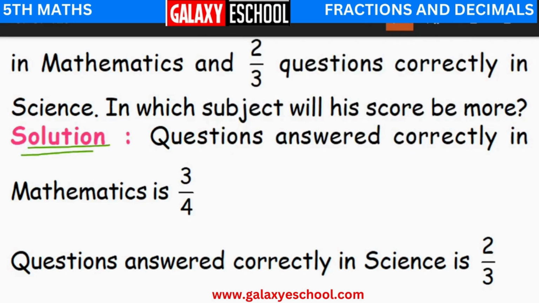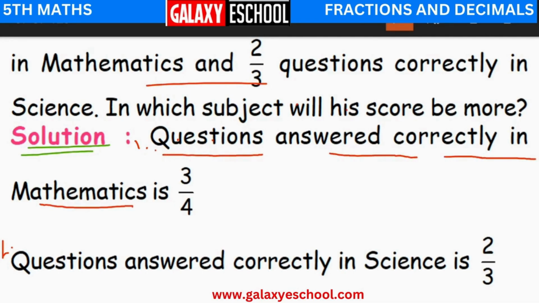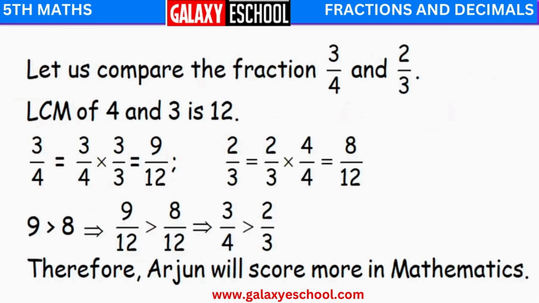Again in word problems, what is important, children? We write the steps for the word problem. First, we need to write the information given in the question. The first information given was questions answered correctly in mathematics is 3 by 4 and questions answered correctly in science is 2 by 3. Now we have to compare these fractions.